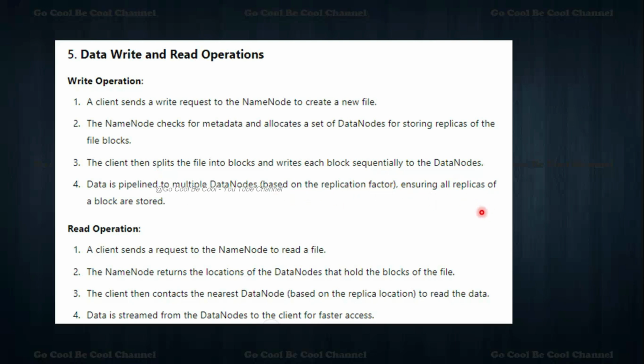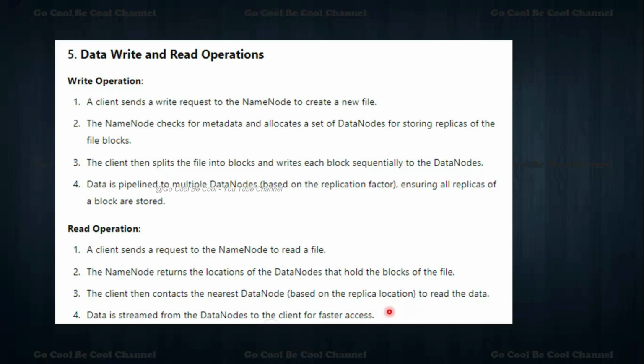Read operations: a client sends a request to the name node to read a file. The name node returns the locations of the data nodes that hold the blocks of the file. The client then contacts the nearest data node based on the replica location to read the data. Data is streamed from the data nodes to the client for faster access.